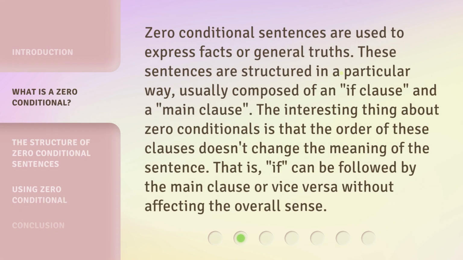Zero conditional sentences are used to express facts or general truths. These sentences are structured in a particular way, usually composed of an if clause and a main clause. The interesting thing about zero conditionals is that the order of these clauses doesn't change the meaning of the sentence. That is, the if clause can be followed by the main clause or vice versa without affecting the overall sense.